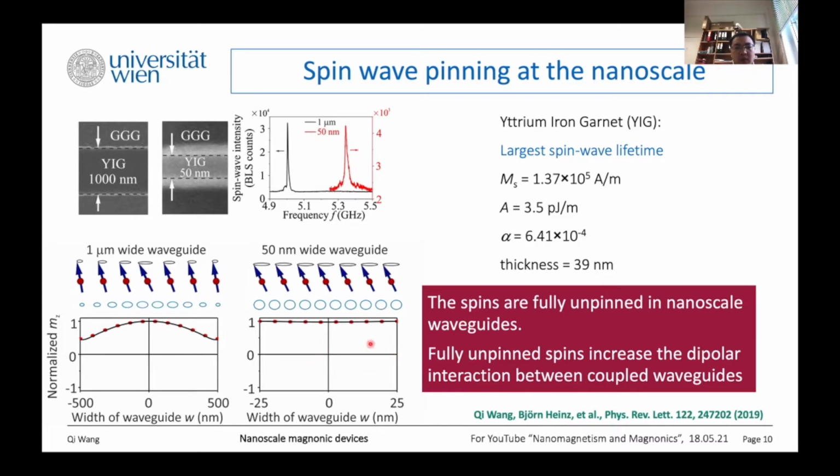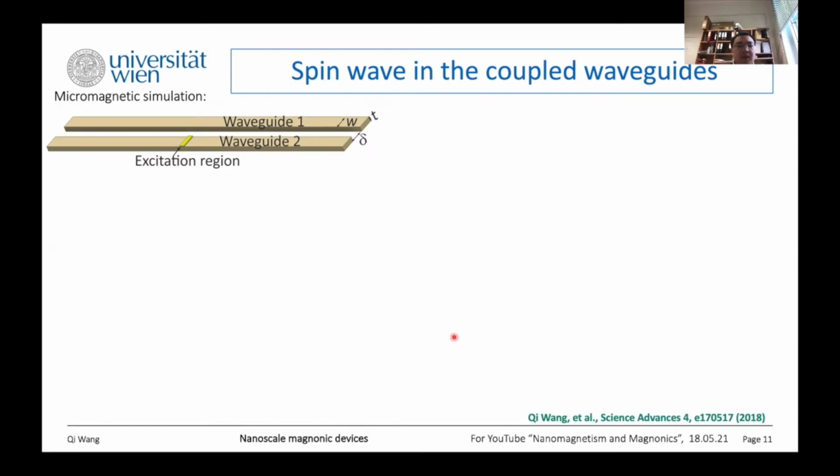And we thought, if the spin has a very large precession angle at the edge of the waveguide, and we put another waveguide close to it, what will happen? Maybe this large precession will create a dipole interaction. These two waveguides will start to talk to each other. Following this idea, we simulate this structure.